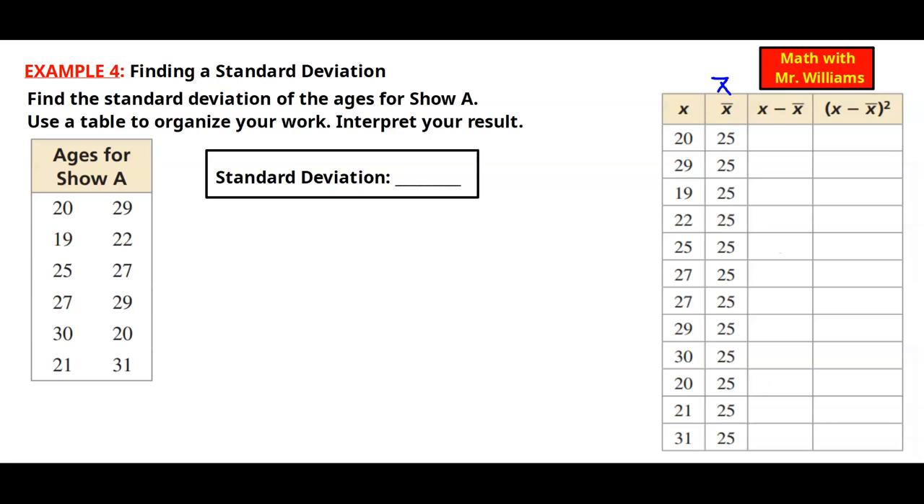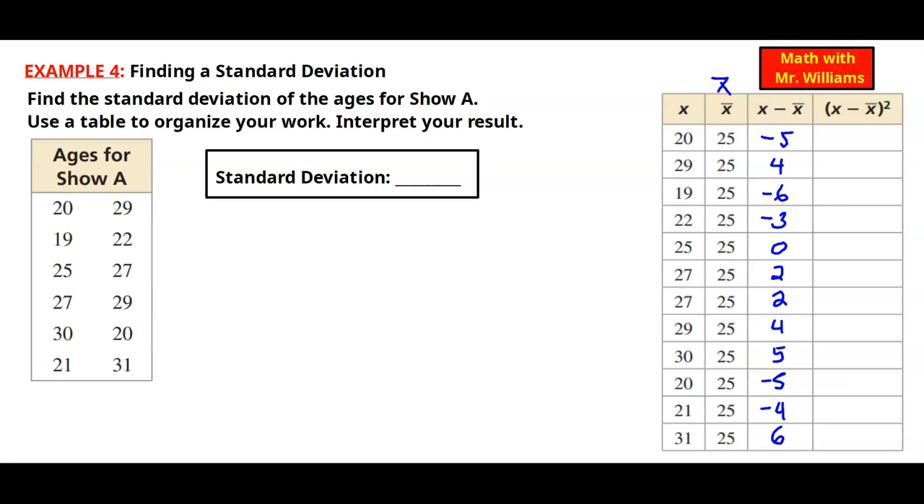Now we got to figure out how the original numbers deviate from that number. So in this case, we have 20 minus 25. We would end up with a -5. Then we would have 4. Then here we would end up with a -6, -3, 0, 2, 2, 4, 5, a -5. 21 minus 25 is a -4. 31 minus 25 is going to give us a 6.